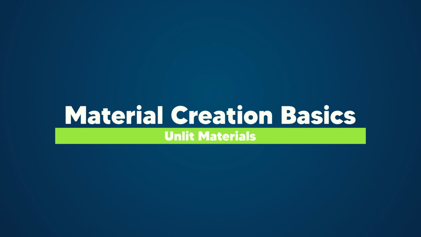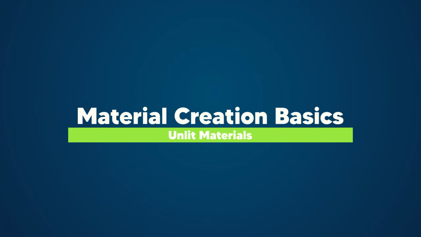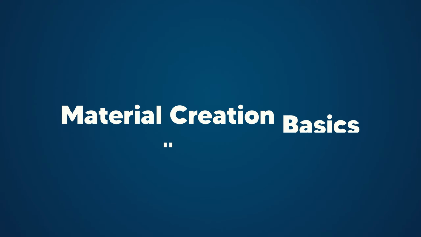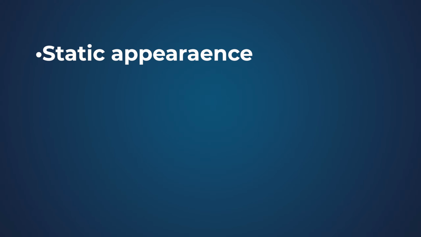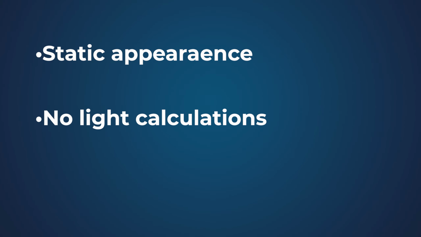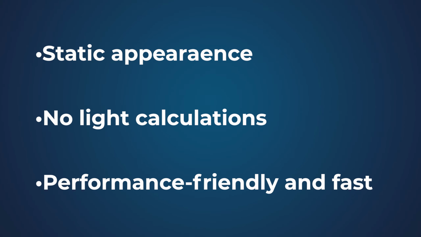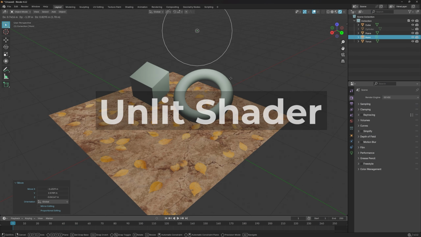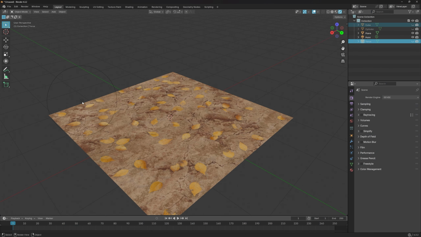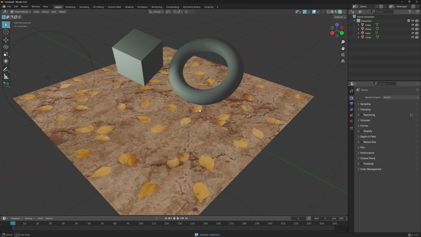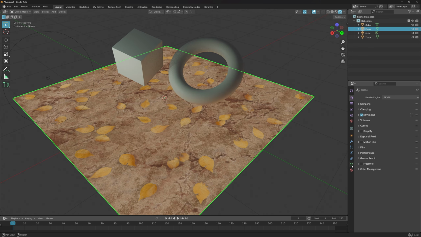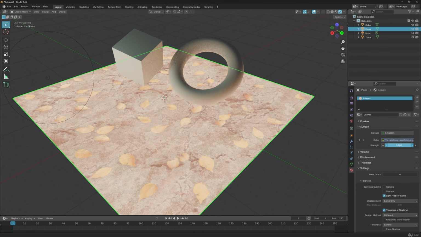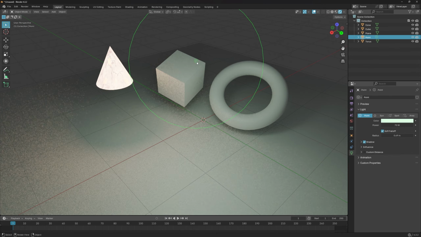These materials are not affected by the light source in the scene, and the surface has a completely static appearance. Since no light calculations are performed, they are more performance-friendly and faster. They are often preferred for stylized or simplified graphics. Types of unlit materials: unlit or emissive shader. Independent of light sources and appears with a fixed color or texture. If an emissive property is added, the surface looks as if it's emitting light.